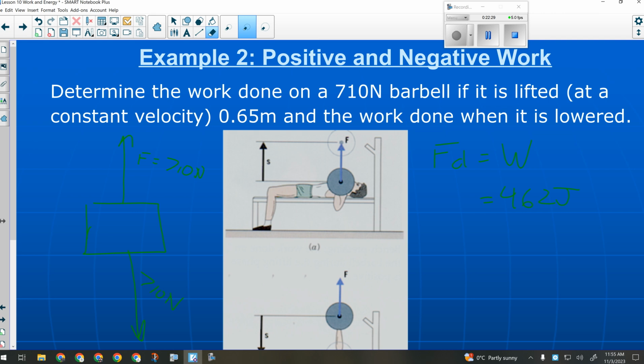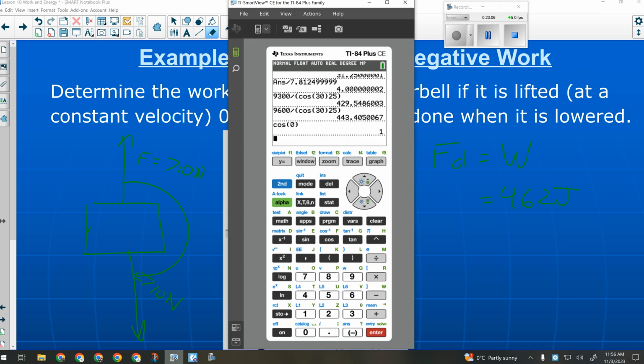Well, if I lower it at a constant velocity, how much force am I using? Same. Yeah, still 710 newtons. Is my force still up when I lower it? It is. So this free body diagram looks exactly the same when I lower it, except for one thing. What's this angle? 180. What's the cos of 180? 1. Nope. Negative, -1.